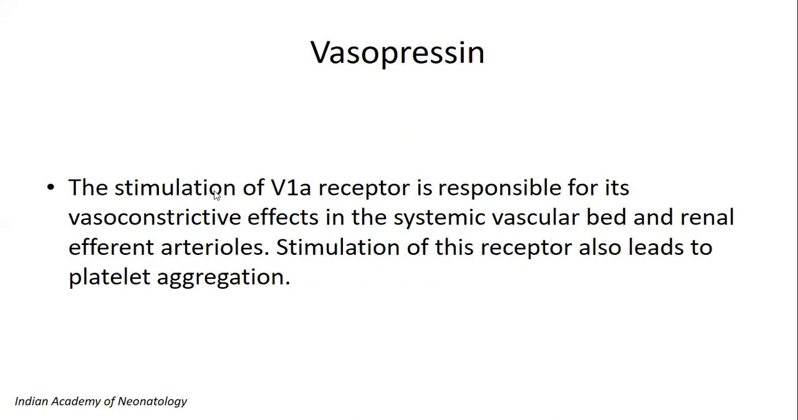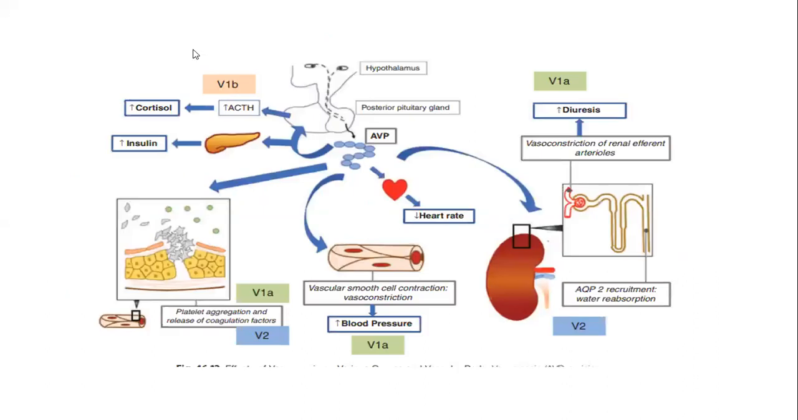Vasopressin. Vasopressin mainly acts through stimulation of the V1A receptor. This has vasoconstrictive effects on the systemic vascular bed and renal efferent arterioles. On the next slide, I will show that V1A receptor stimulation also leads to platelet aggregation. This slide shows the effects of vasopressin. We know vasopressin will reduce the urine output, but the V1A receptor will produce increased diuresis also. The vascular smooth muscle constriction increases blood pressure. The same V1A receptor will produce platelet aggregation and release of coagulation factors. The V1B receptor acts to increase cortisol and insulin. These are the whole effects of vasopressin.